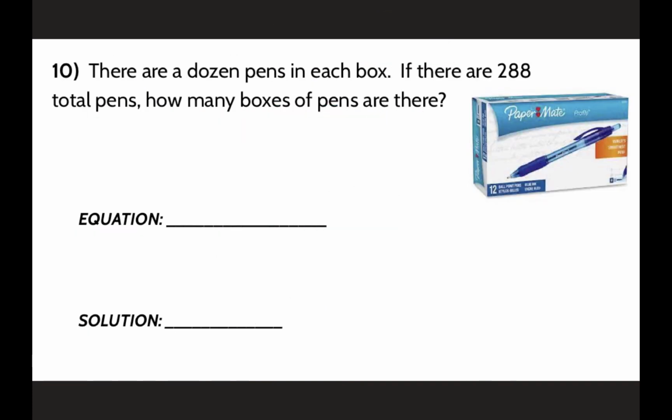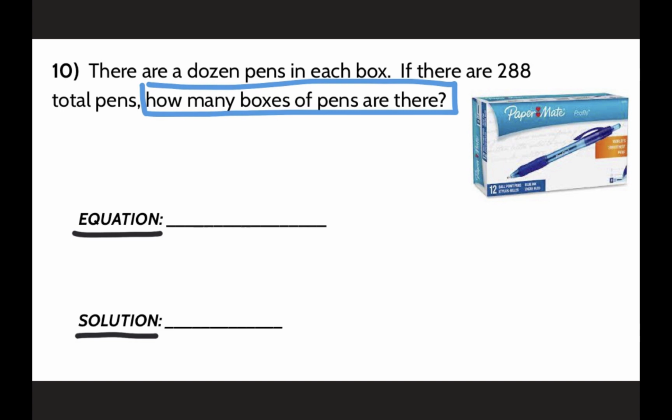Our next example is another real-world problem where we need to come up with an equation to model the problem, find the value of the unknown. There are a dozen pens in each box. If there are 288 total pens, how many boxes of pens are there? Let's use the strategy of marking the text to help us figure out this problem, where we need to write the equation and come up with the solution. What are we being asked to find? How many boxes of pens there are. So let's start by answering that.